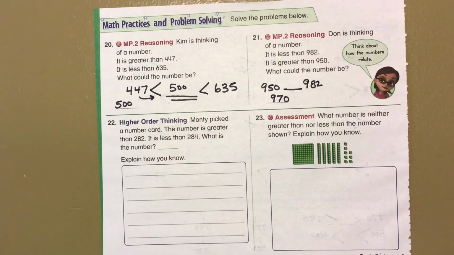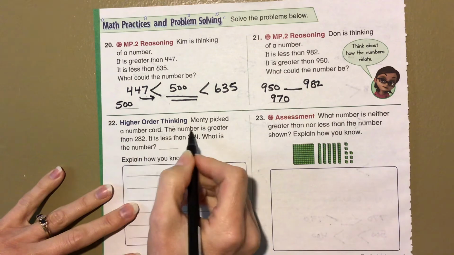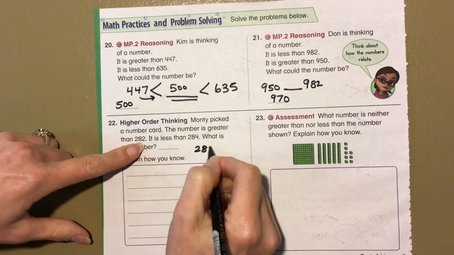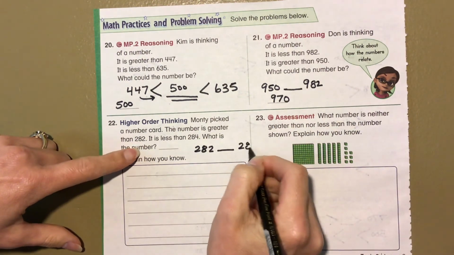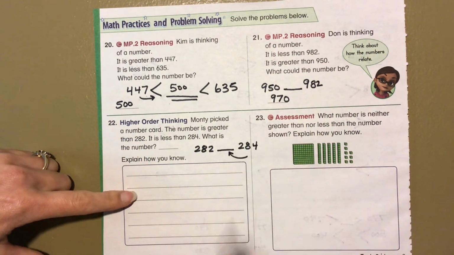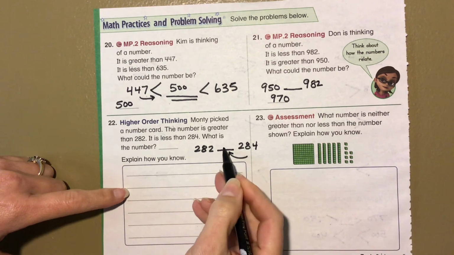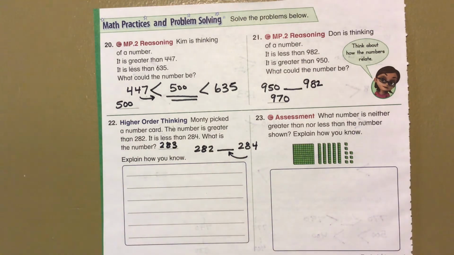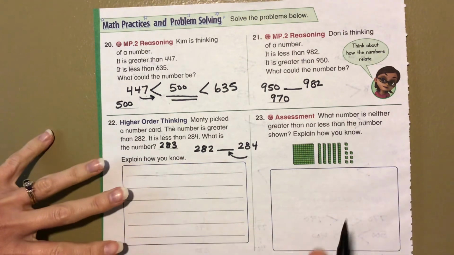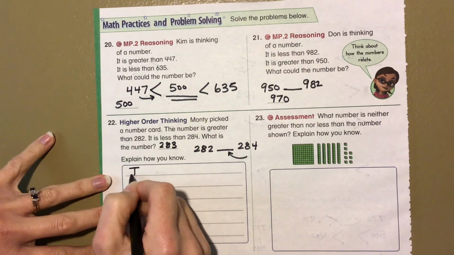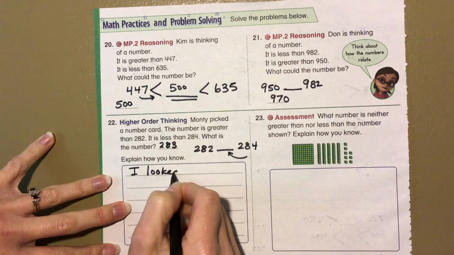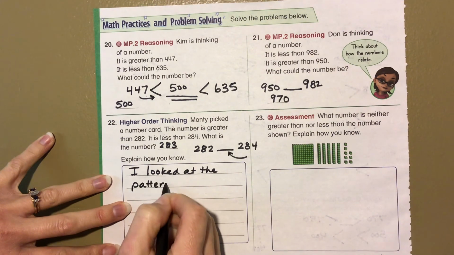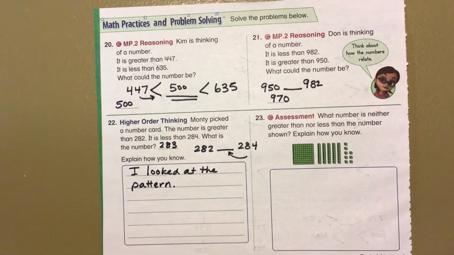All right, let's look at our higher order thinking. Monty picked a number card. The number is greater than 282 and less than 284. What number goes here? All right, so I know 282. Next would be 283. That would be 284. 283. And explain how you know. Gosh, I looked at the pattern. The pattern is +1 to figure out what is in between. All right, and 23 is our assessment.